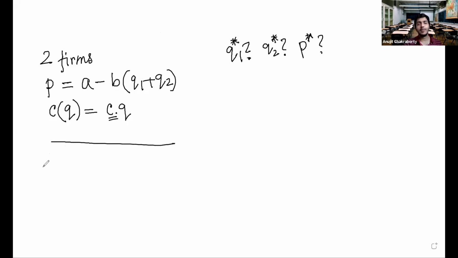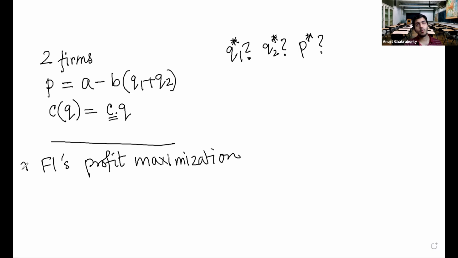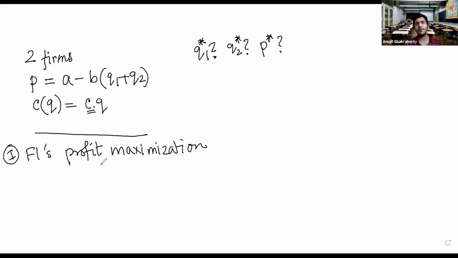So here is how you solve this problem. You always start by writing down each firm's profit maximization problem. So let's say we're trying to find out firm one's profit maximization problem. And let's do this step by step. Let's call this step one of solving these problems. So step one is finding firm one's profit maximization problem.